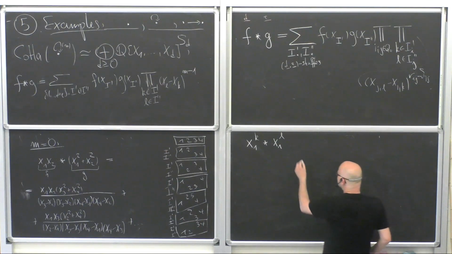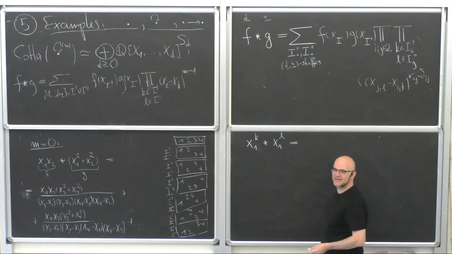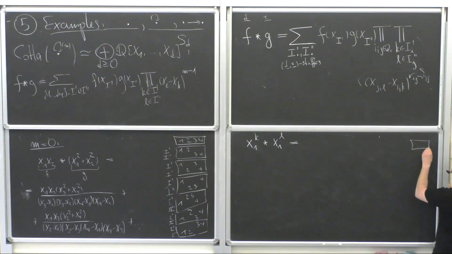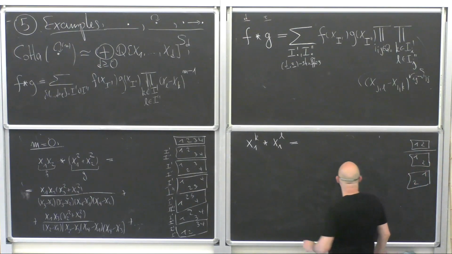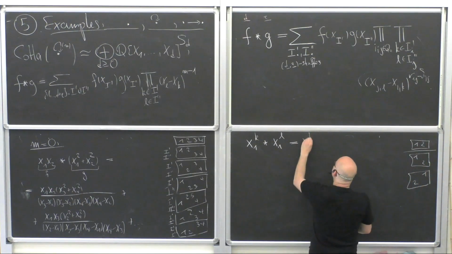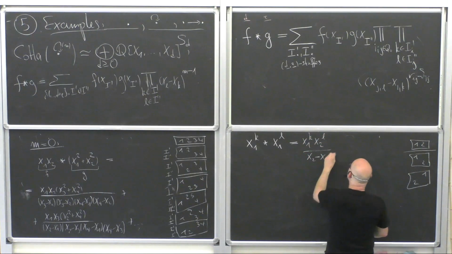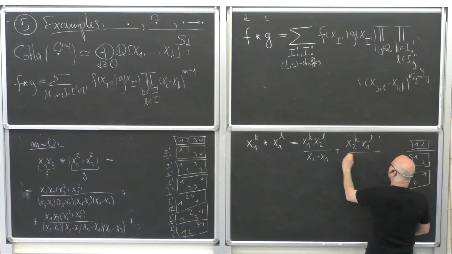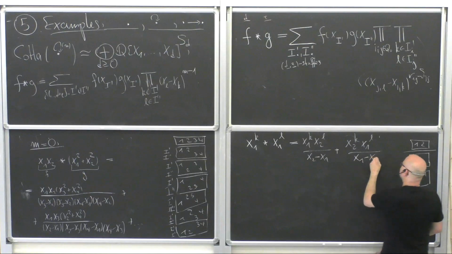And this is now easy to do because if you have just one variable in each set, there are just two shuffles. At the end, you just have 1, 2, and you divide them into 1, 2, and 2, 1. These are just the two shuffles compared to these 6. And then what you get is x1^k x2^l divided by x2 minus x1, plus x2^k x1^l divided by x1 minus x2.